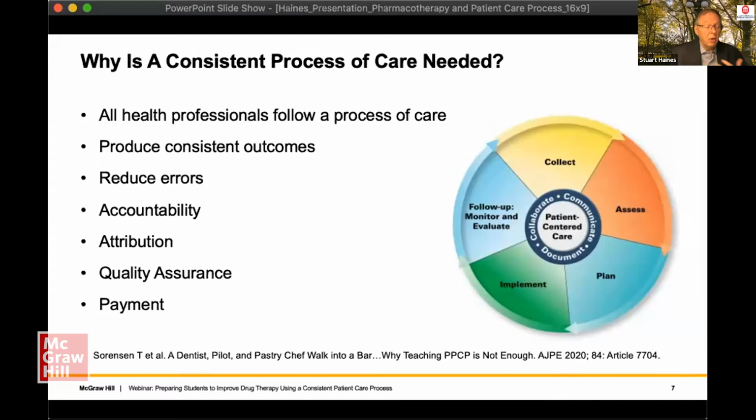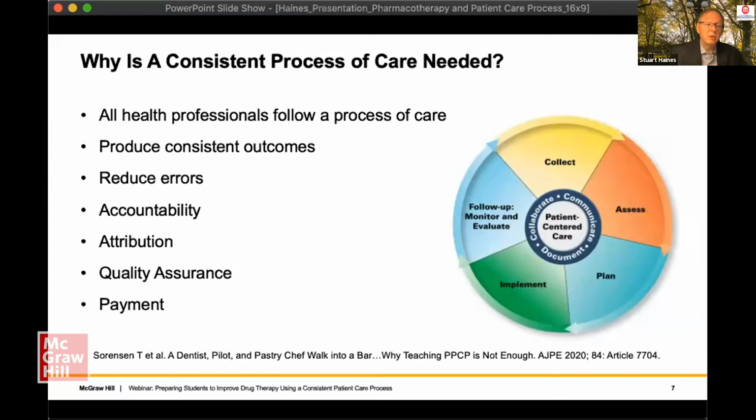Now, it also reduces errors. So the number of errors that will happen will be reduced. And so that also improves the outcomes of care. There's accountability reason. So without a consistent process of care, you're not certain as to what an individual member of the team is expected to do. And we can't attribute some actions or part of the accountability, if you will. We can't attribute it to any particular member of the team. So by pharmacists engaging in a consistent process, not only are the outcomes better, the errors lower, but there's accountability for the individual, and there's more opportunities, at least, for attributions of the pharmacist making to the care of patients. And then there's quality assurance reasons, which gets to accountability and attribution.